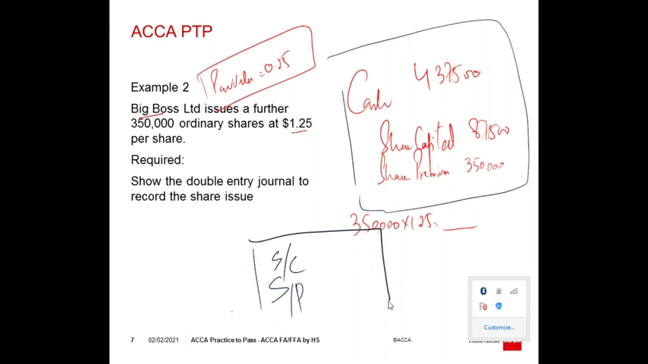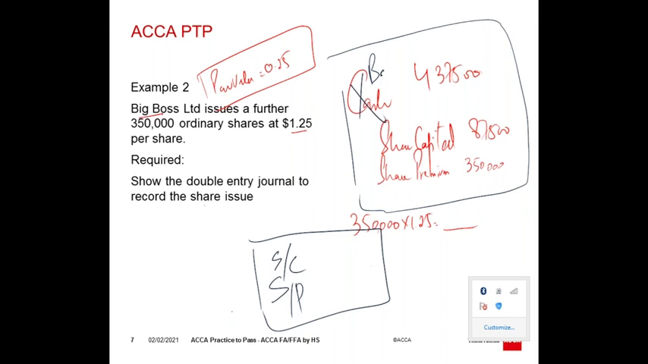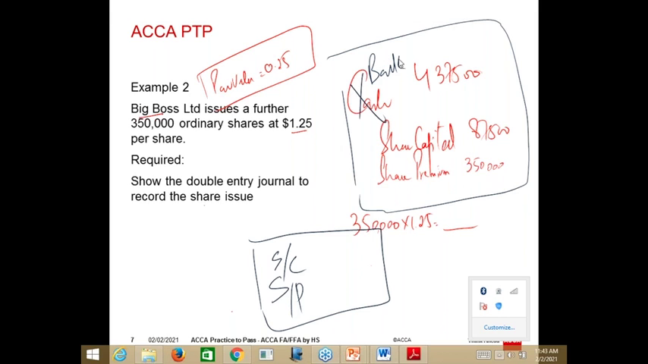When we combine these two entries, you can use the word cash and bank interchangeably. Usually, when a company issues the shares, the amount is actually received directly in the bank. So it's better to use the word bank rather than cash. So can we calculate the total share capital after these two entries and the share premium account?